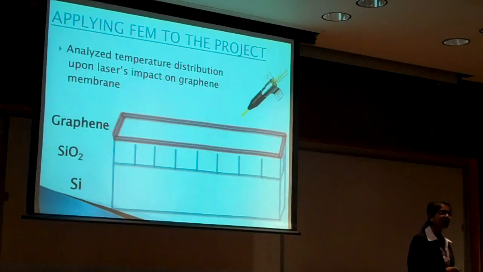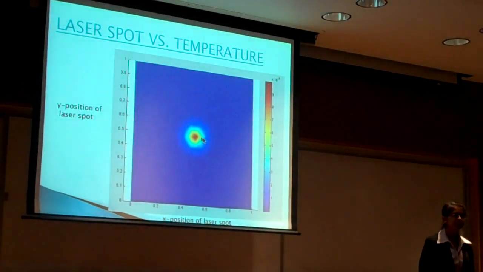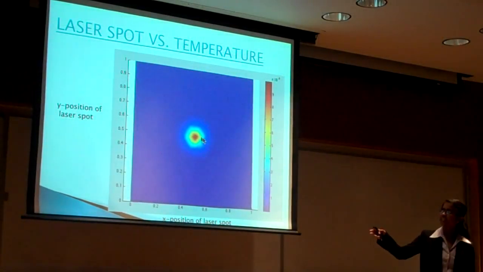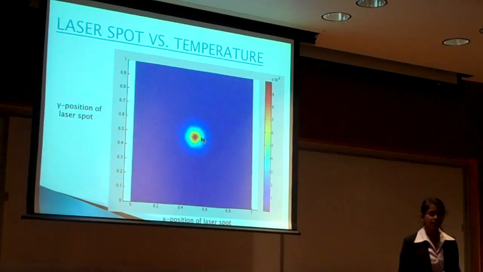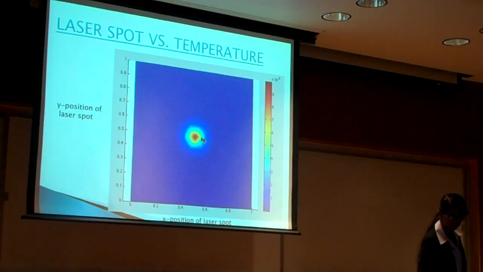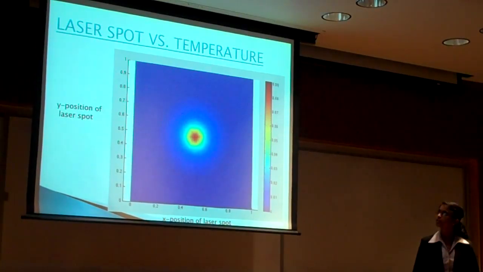So how did I apply the finite element method to my project? I analyzed the temperature distribution on the graphene surface upon the laser's impact, and these were the results I got. The x and y axes map out the xy position of the laser spot on the graphene surface. I'll quickly just play it for you. And this is in fast motion.